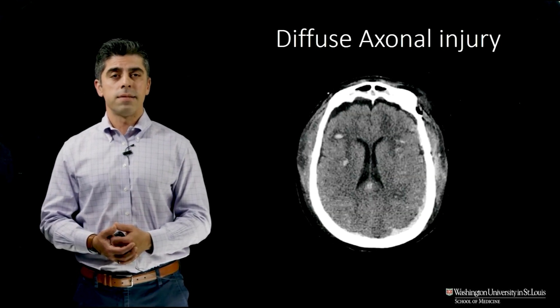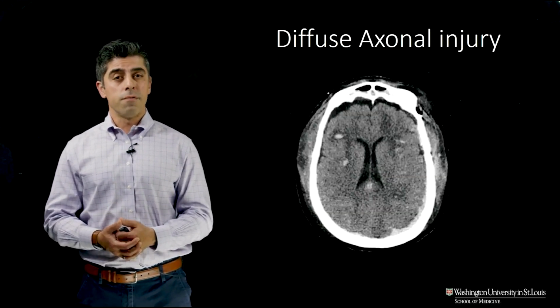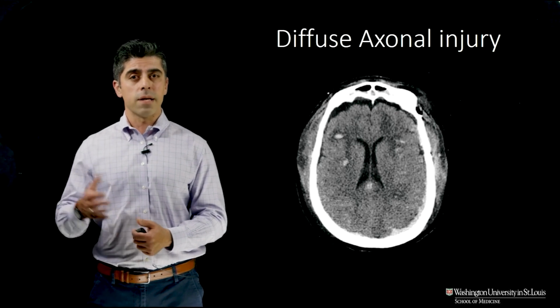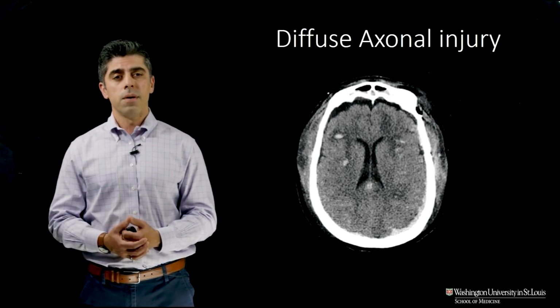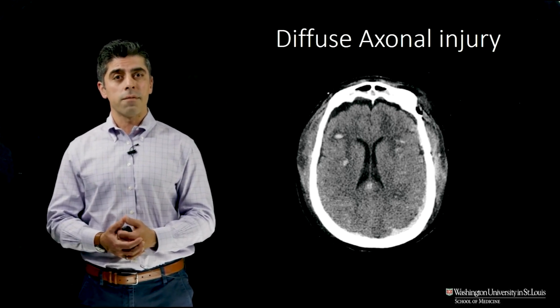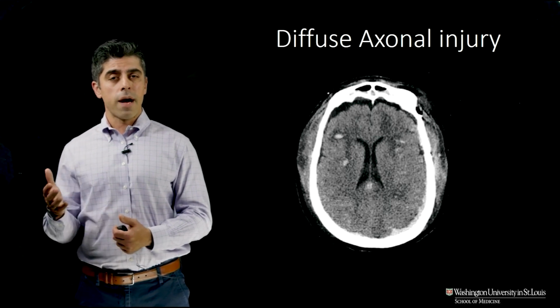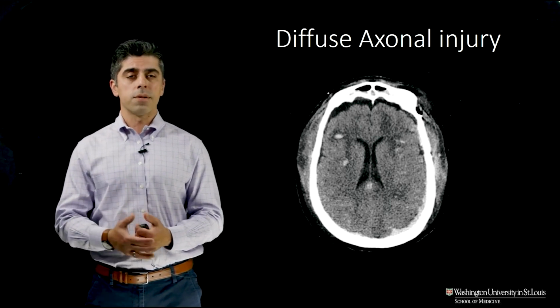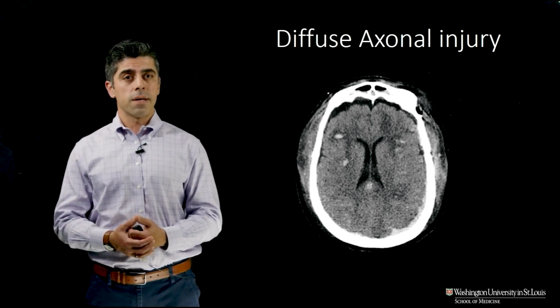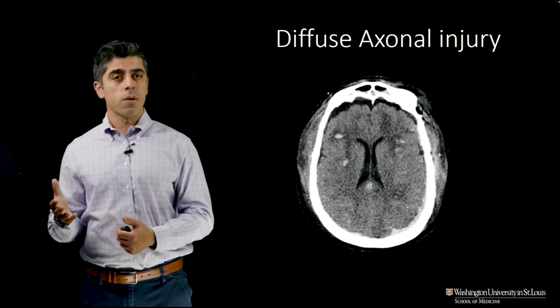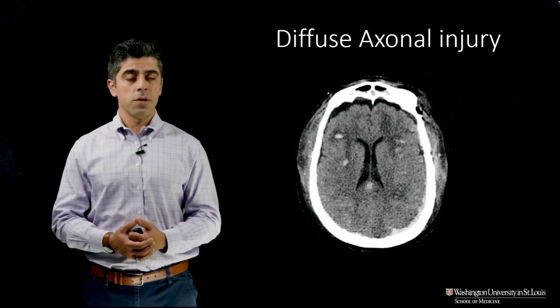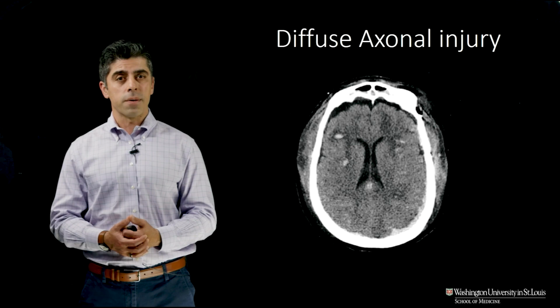TBI can also present as diffuse axonal injury. Diffuse axonal injury commonly happens with acceleration-deceleration injury and commonly presents with imaging of microhemorrhages at the U fibers, brainstem, or corpus callosum. In this image, we see some microhemorrhages at the subcortical and gray-white junction, as well as the splenium of the corpus callosum.